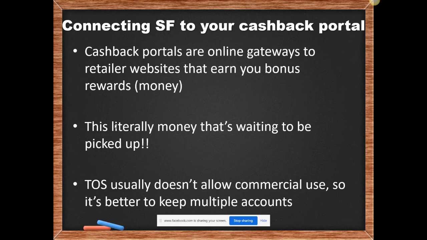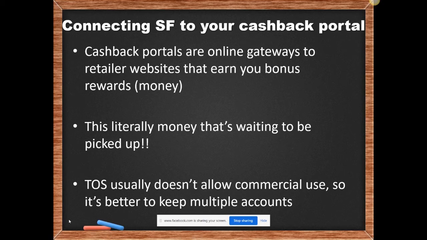So the retailer, let's say Walmart, joins with a cashback portal, and they pay this cashback portal money in return for the portal sending buyers to Walmart. So the cashback portal then shares some of the money it gets from Walmart with us as a reward that we decided to go to Walmart through this cashback site. So it's literally money on the floor waiting for you to pick it up.